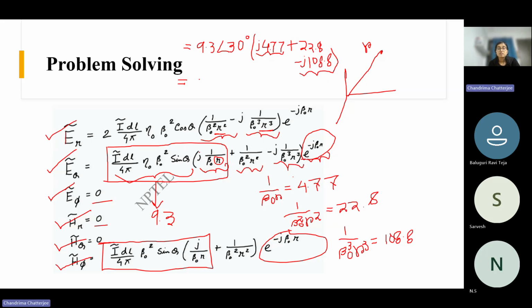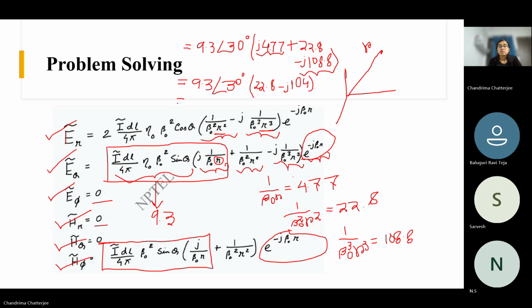We have finally 0.3, 30 degree, then 22.8, this is the real part, minus j 104.03, so just 104, let's take 104, okay.